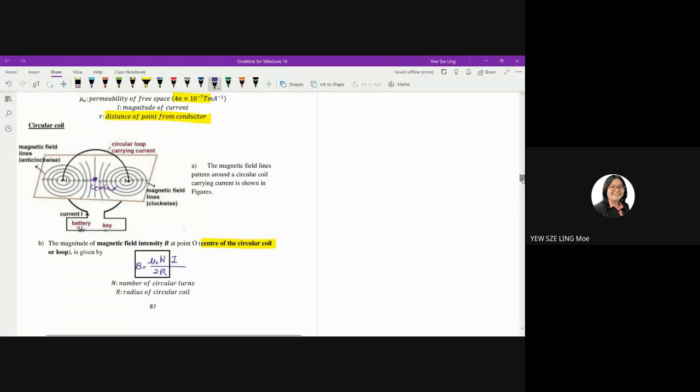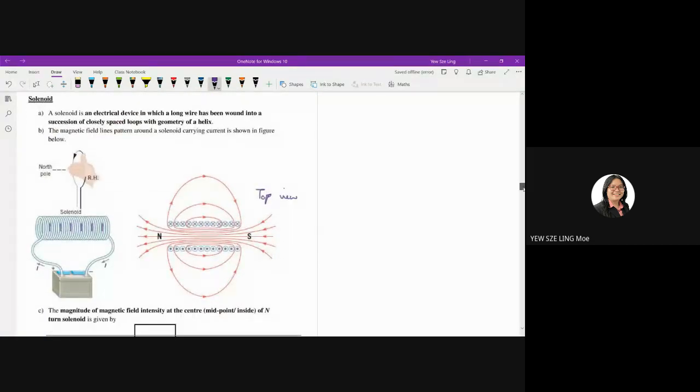Let's proceed to solenoid. A solenoid is an electrical device in which a long wire has been wound into a succession of closely spaced loops with the geometry of a helix. So helix shape, that is our solenoid. The magnetic field lines pattern of a solenoid is as shown in the figure below. Don't worry, I don't think the exam will ask you to sketch this diagram, but you still have to know how it looks like. So this is a solenoid.